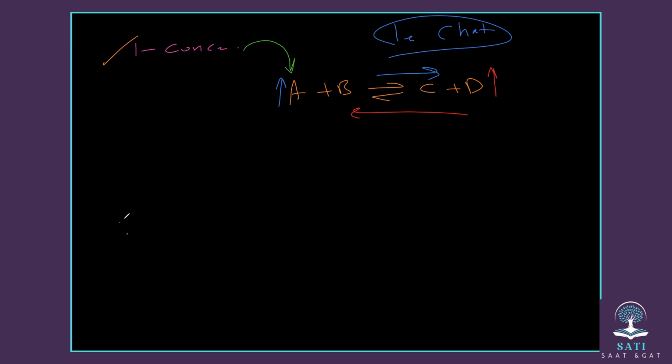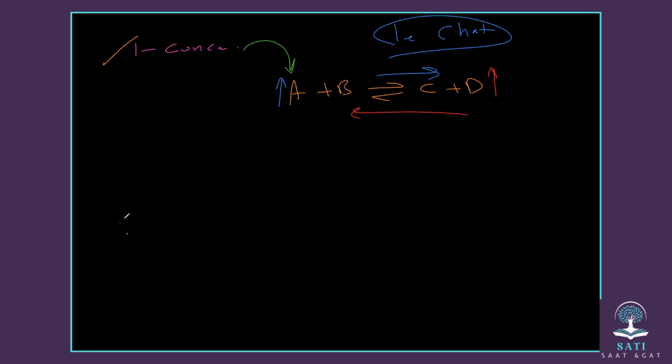Okay, that means if we are increasing, what about if we decrease? It will be the opposite. If we decrease A, the system is at equilibrium, what will happen? The system will go left to substitute A that was decreased. Same thing if we decrease D, the reaction will go to the right to substitute.